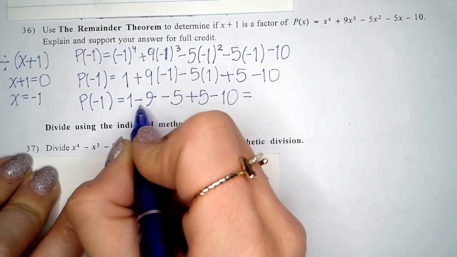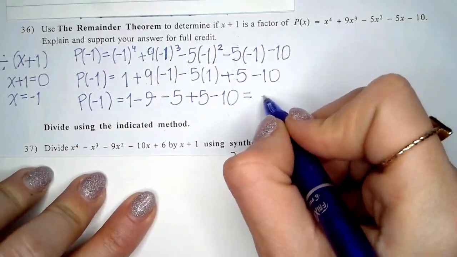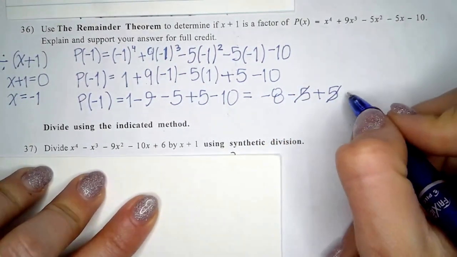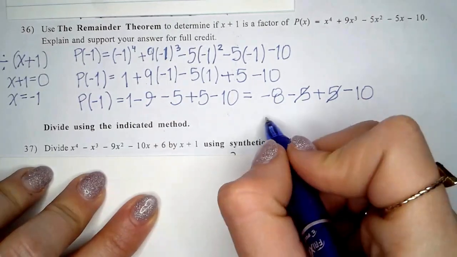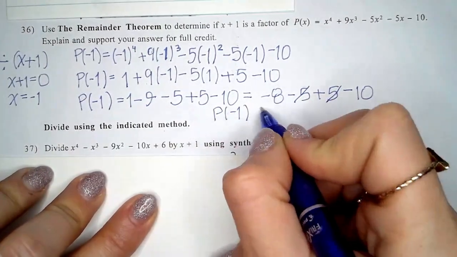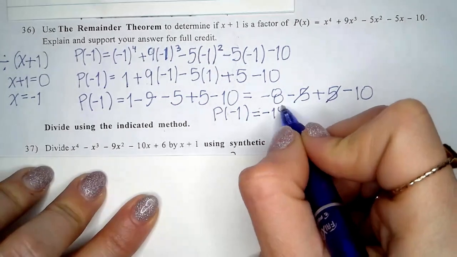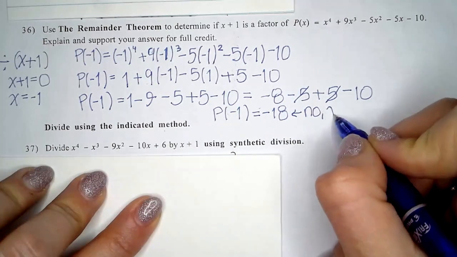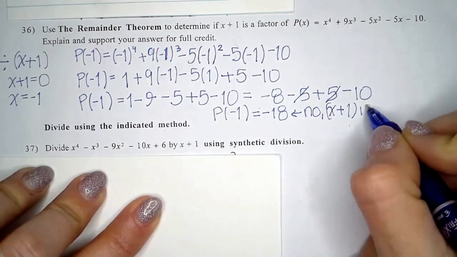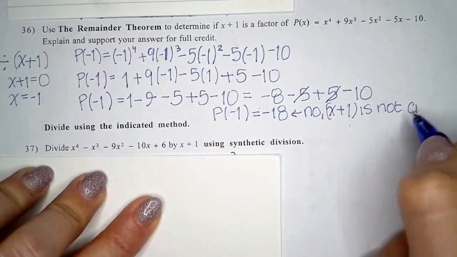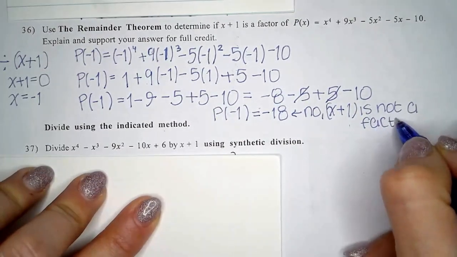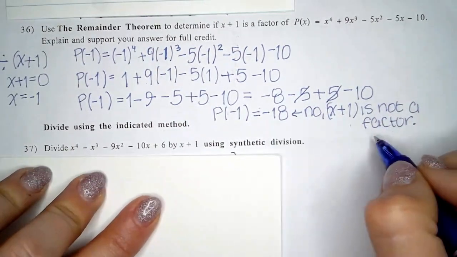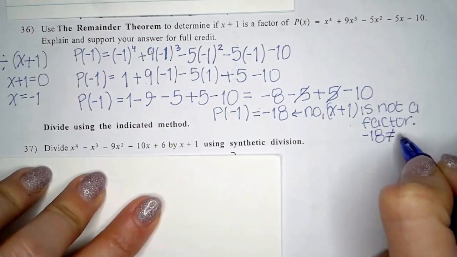Okay, next. 1 minus 9. That's going to be negative 8. Minus 5 and plus 5 actually cancel each other out. Minus 10. Negative 8. P of negative 1. Negative 8 minus 10 is negative 18. So that would mean no, x plus 1 is not a factor. If it were a factor, then when I plug it in, I would have gotten 0 as my answer. So I'll even write negative 18 doesn't equal 0.